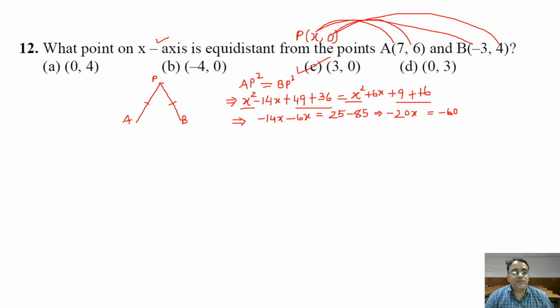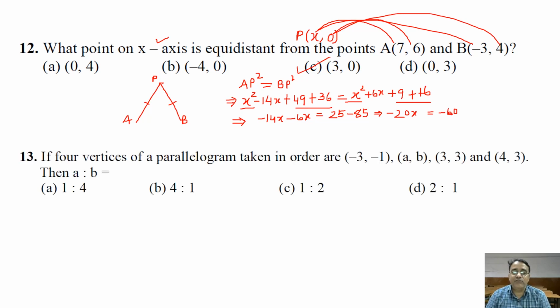Now we are moving toward question number 13. If 4 vertices of a parallelogram taken in order are (-3, -1), (a, b), (3, 3) and (4, 3), then a is to b is what? So we will do this with the midpoint formula. Look carefully, I am making a rough figure. This is the parallelogram A, B, C, D.